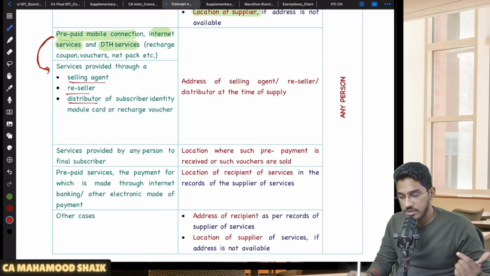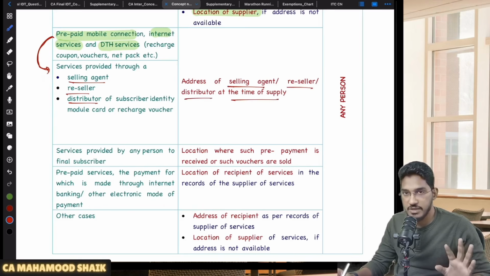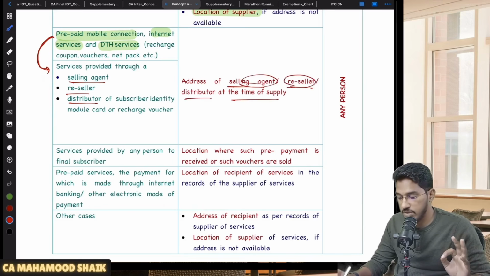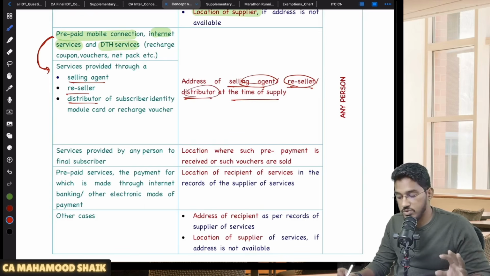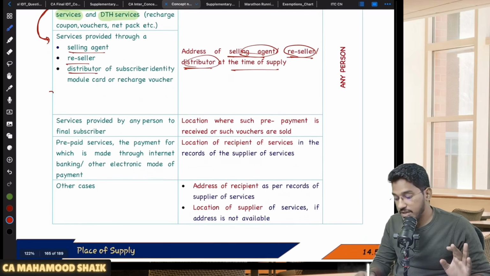For that transaction, what is the place of supply? Address of the selling agent, reseller, distributor at the time of supply. Whatever is the address of the selling agent, reseller, or distributor, that will become the place of supply. Now that agent will provide the services to the final subscriber.